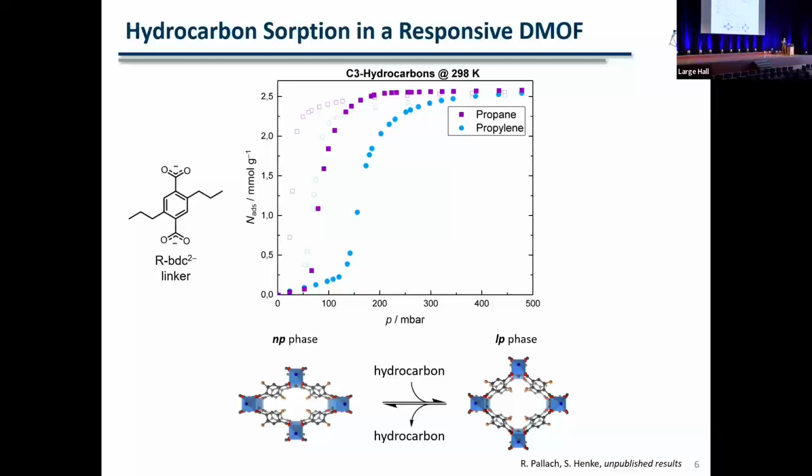And this is so far unpublished material with a new functional ligand that does not have an oxygen bridge here, and that also has a phase transition from a narrow pore to a large pore phase. And you can do this phase transition also by adsorption of hydrocarbons. You see here that this transition from the narrow to the large pore phase is dependent on the hydrocarbon you use. And this is quite interesting because with propane, you have a lower transition pressure for the phase transition than with propylene. For most other flexible MOFs, it's the other way around. So this could be used to separate these gases properly.